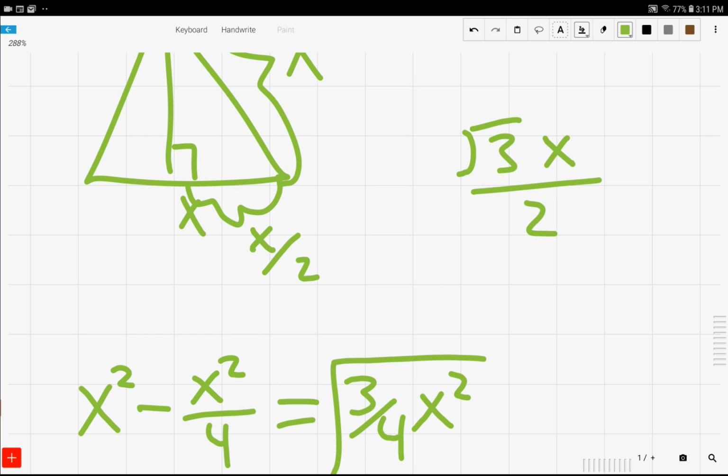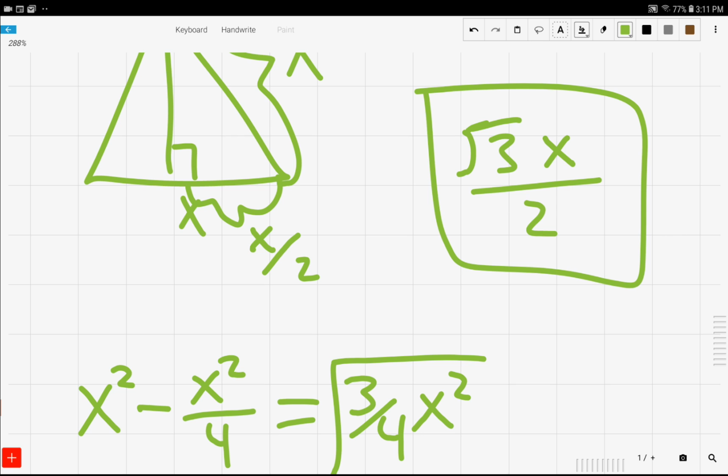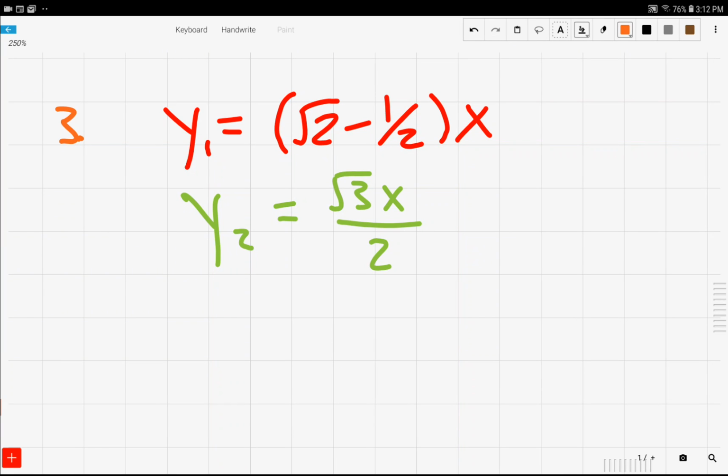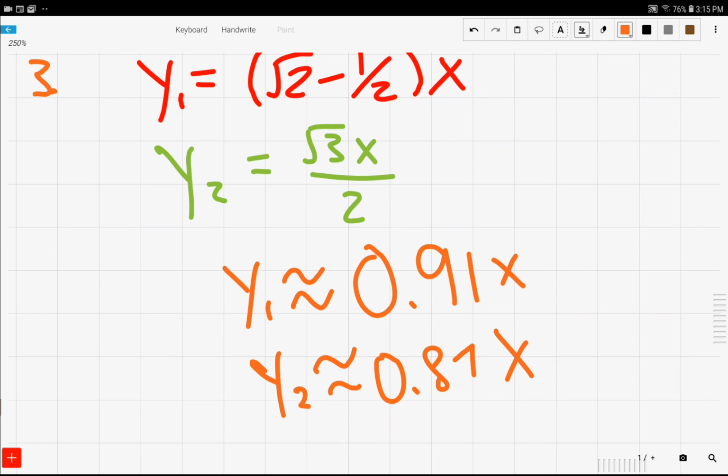And also, most of you already know that the altitude of an equilateral triangle with side length x is square root of 3 x over 2. So if you already knew this part, you should have skipped it. Okay, so we have our two values, and all we have to do is just compare them, see if y1 is greater than y2.